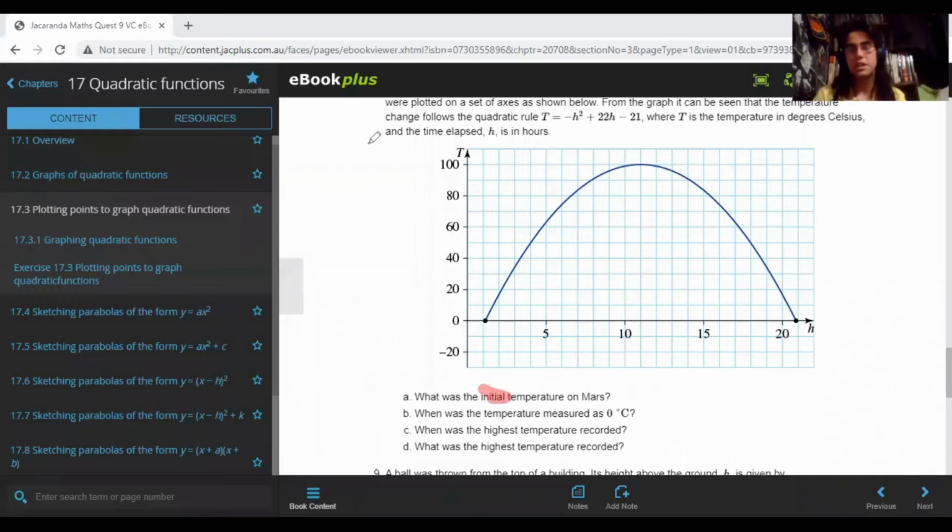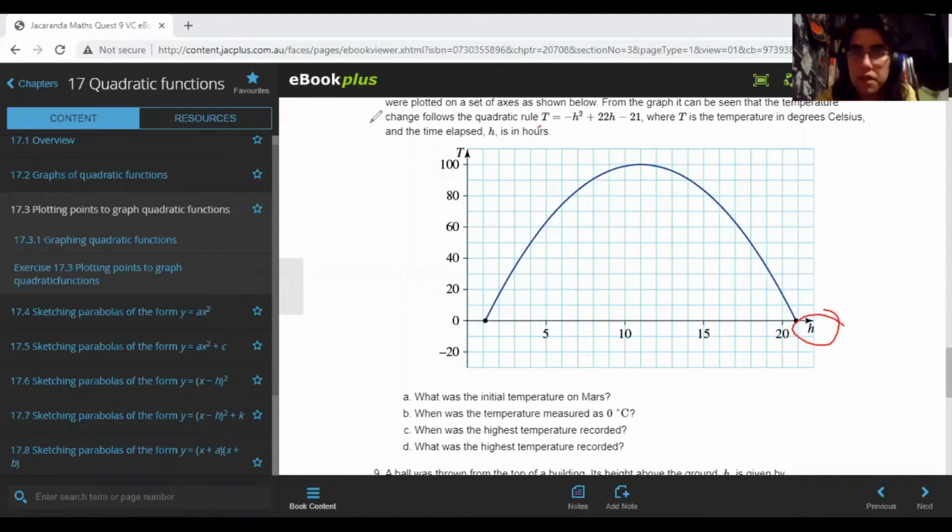So whenever you see initial, the first thing that you need to think of is that is the temperature when we start. And in terms of this quadratic rule, that will mean when our time is going to be 0. All right. So time is always put on the horizontal axis. In this case, it's written as hours. All right. So when we have the initial temperature, it's when the hours is 0.